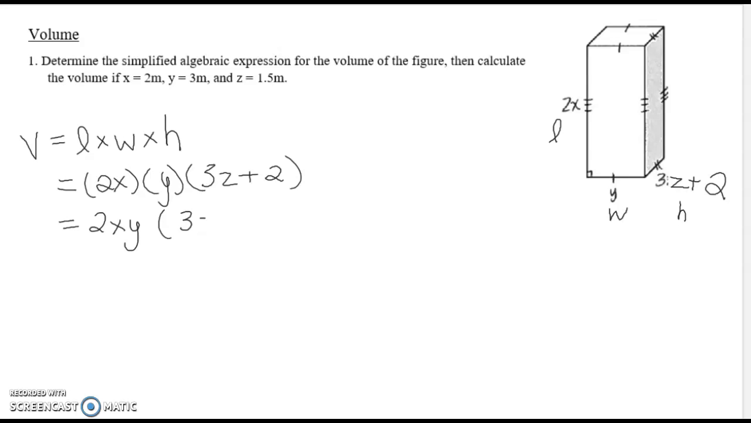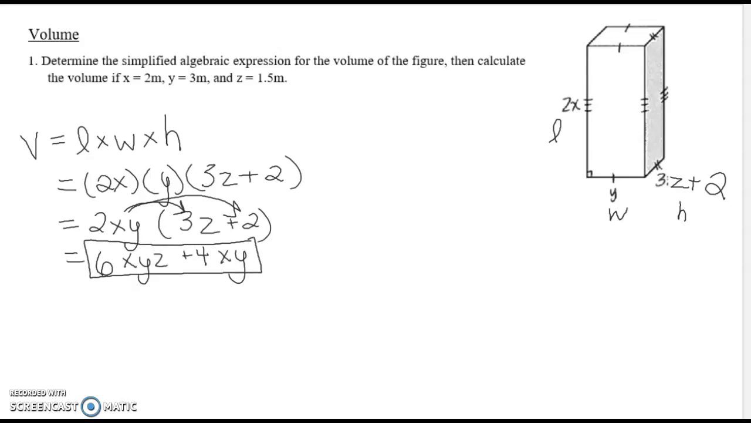And then we will multiply it by 3z plus 2. Okay, so multiplying this by everything inside the bracket. So 2 times 3 gives us 6, and then we just have x, y, and z. It looked a lot harder than it was. And then 2xy times 2. So 2 times 2 is positive 4. And then we still have xy. So that is our final answer.